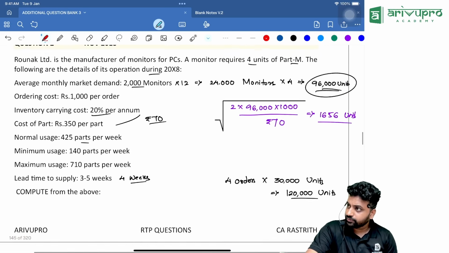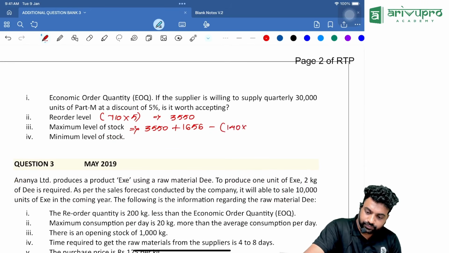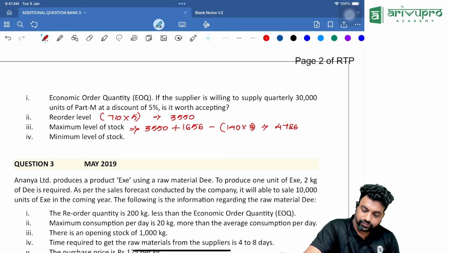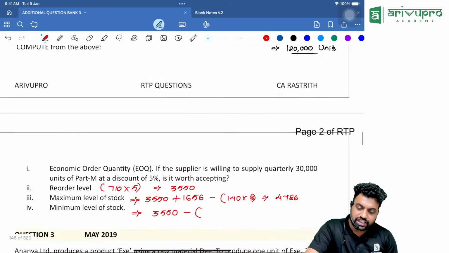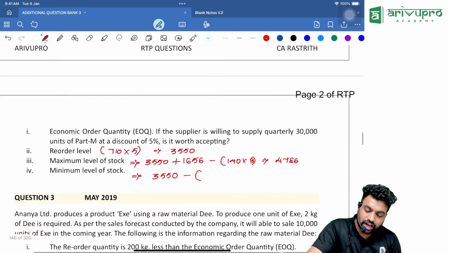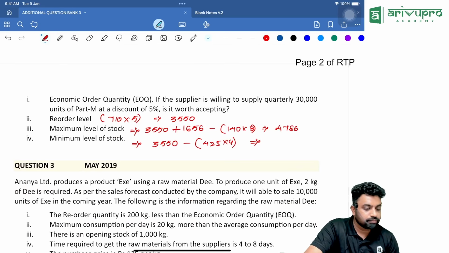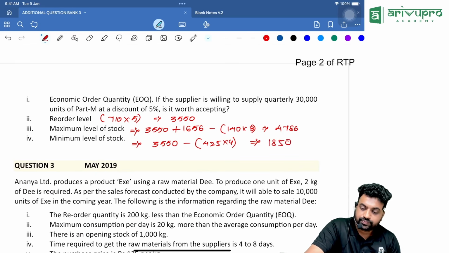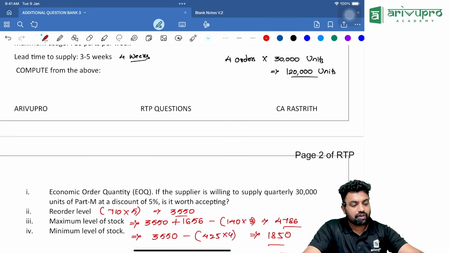1656 minus minimum into minimum. Minimum is how much? 140. My minimum lead time? 4,786 units. Minimum level is nothing but reorder level 3550 minus average into average. Average is 4 weeks and normal usage is 425. 1,850 units. Is that clear? If you have any doubt, please let me know, guys. If there is no doubt, then we can proceed to the next one.